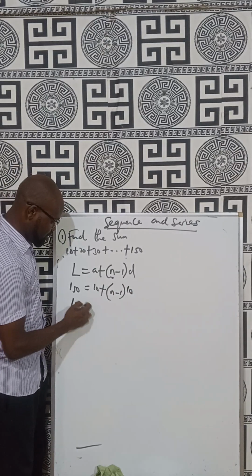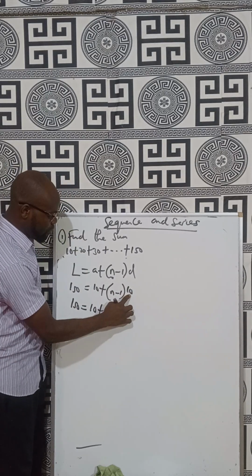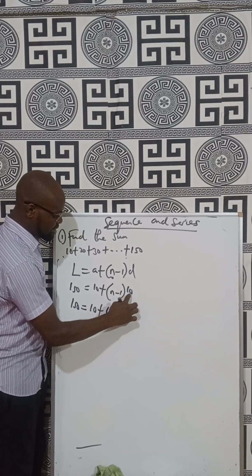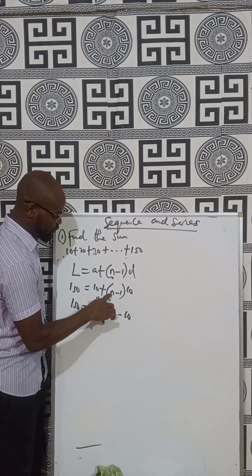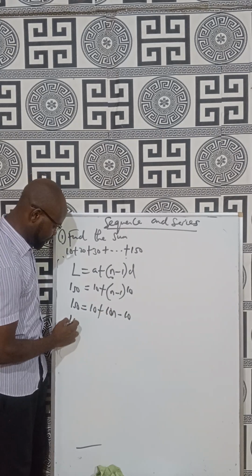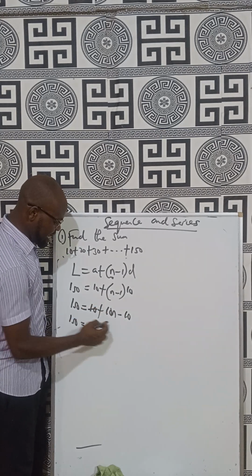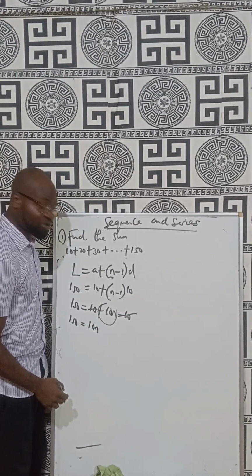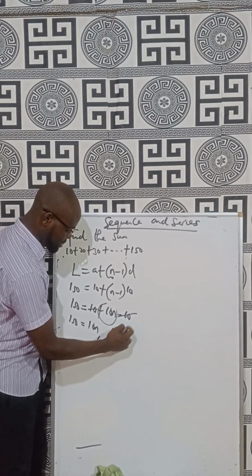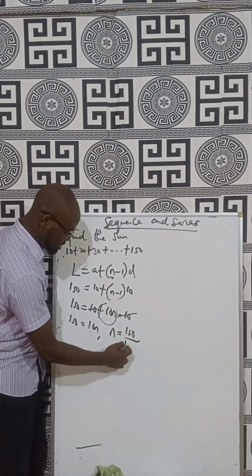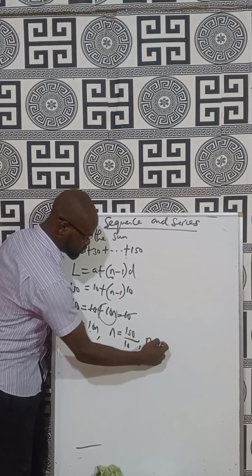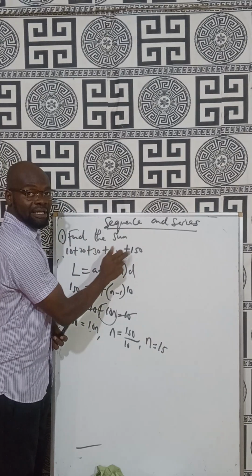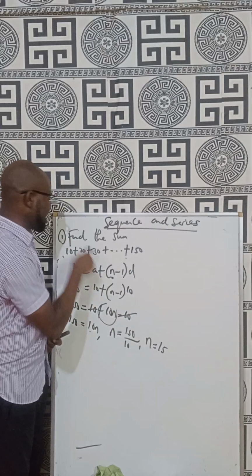So we have 150 equals 10 plus 10 times (n minus 1). We open the bracket: 10 times n is 10n, minus 10 times 1 is 10. So we have 150 equals 10 minus 10 plus 10n. The 10 minus 10 cancels, so that's 10n. Divide both sides by 10: 150 over 10, and n equals 15. So it means we have 15 numbers here. Once we've gotten our n, we can now get our sum.